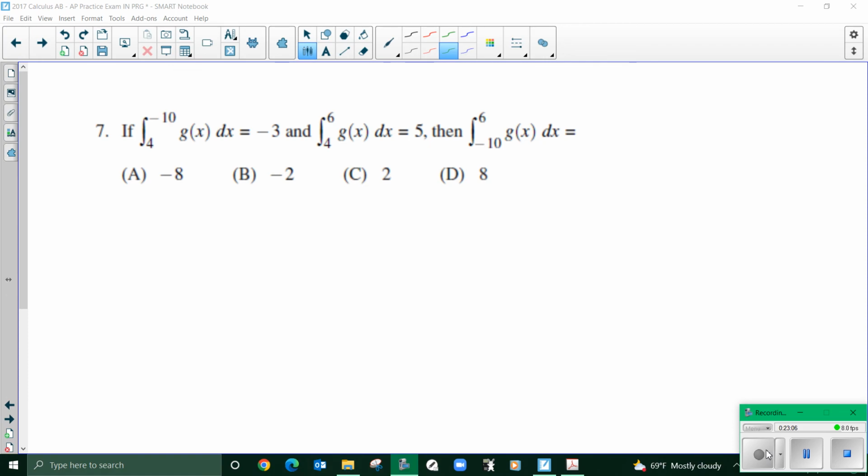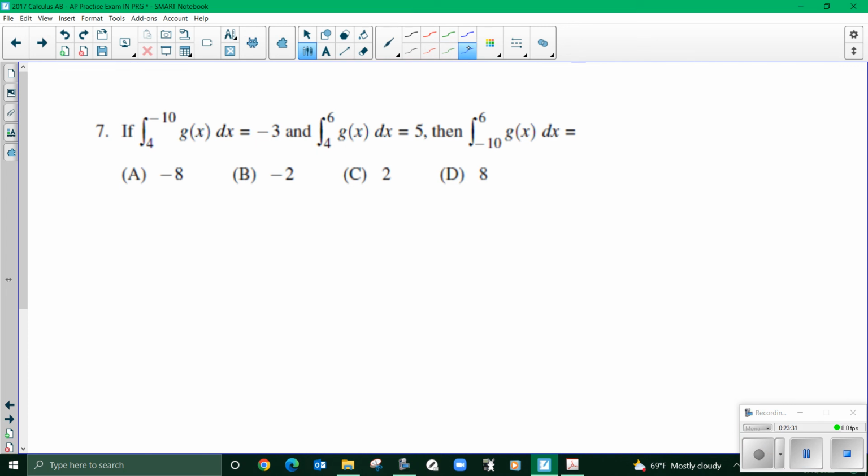Number 7. If the integration from -10 to 4 of g of x dx is -3, and the integration from 6 to 4 of g of x dx is 5, then the integration from 6 to -10, I'm sorry, I'm reading these from the top integral to the bottom integral. So the integration of 6 to -10 of g of x dx. This is just testing you on your basic rules, your knowledge of those rules. If I want this, I want the integration from 6 to 4, and I'm going to combine that with the integration from 4 to -10.